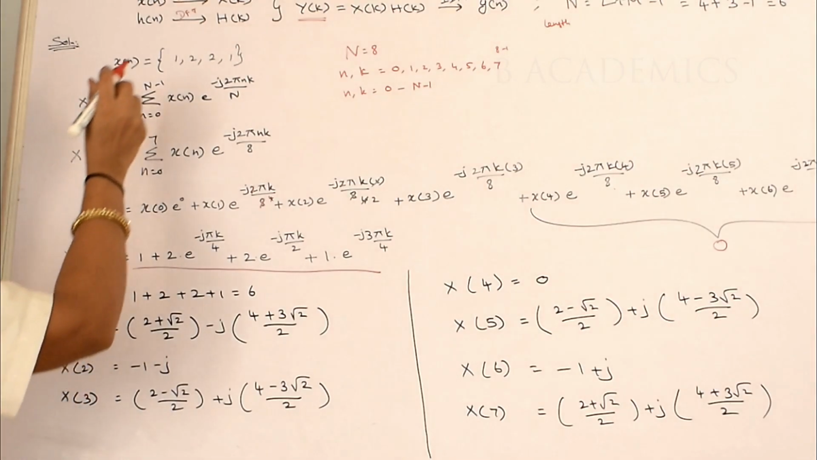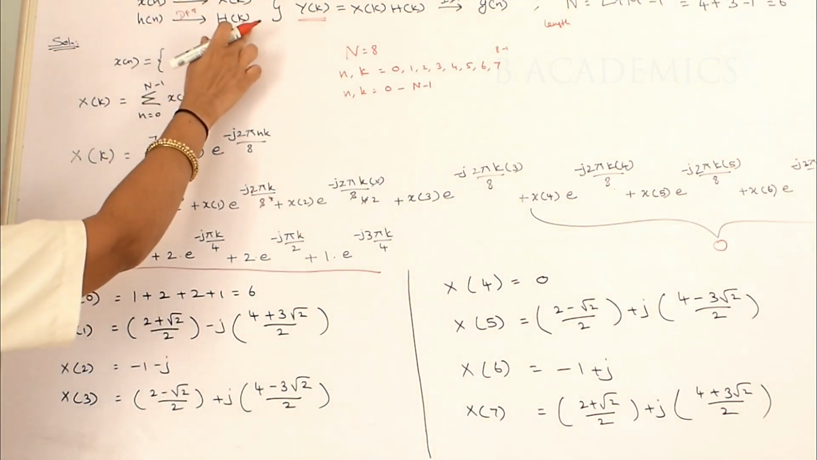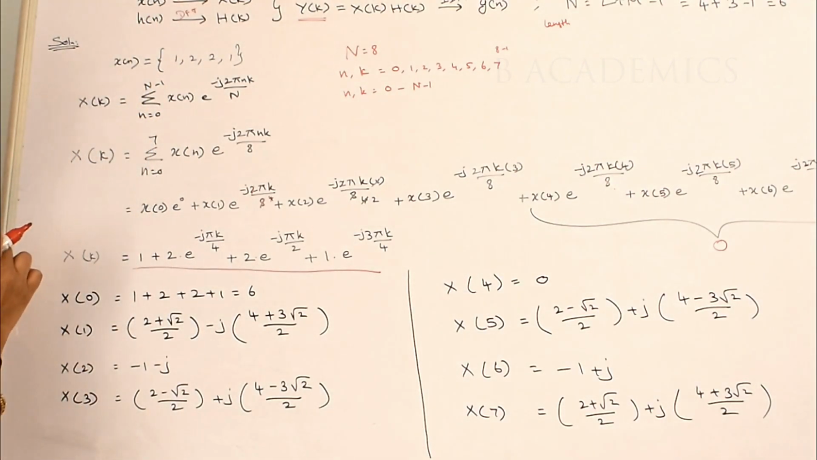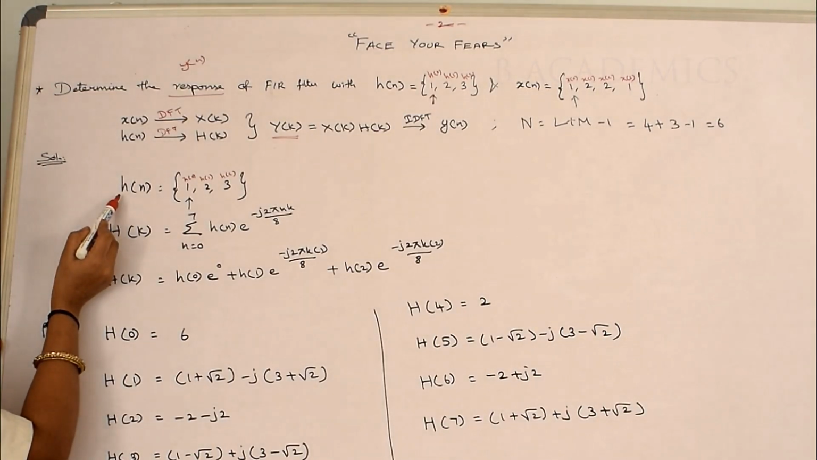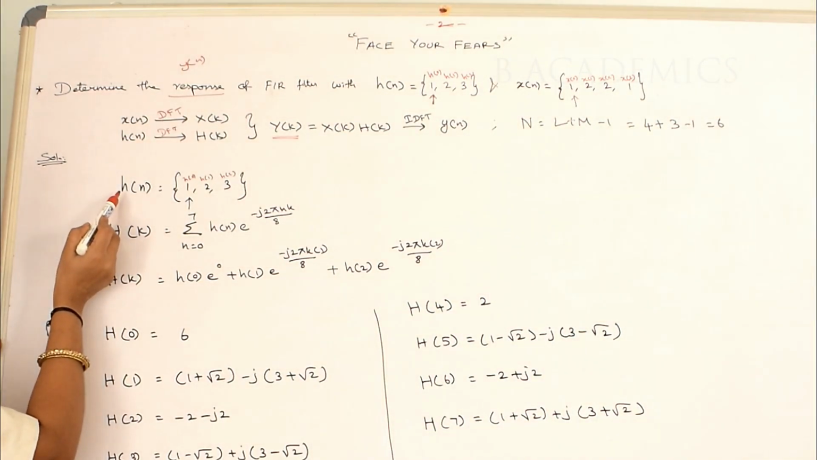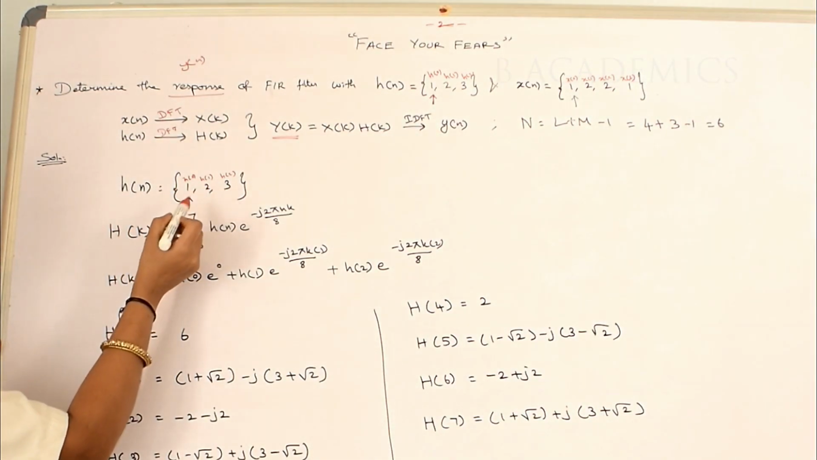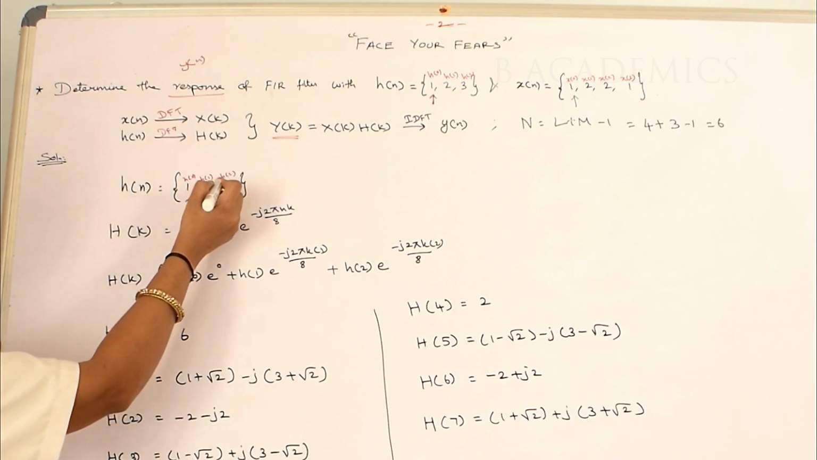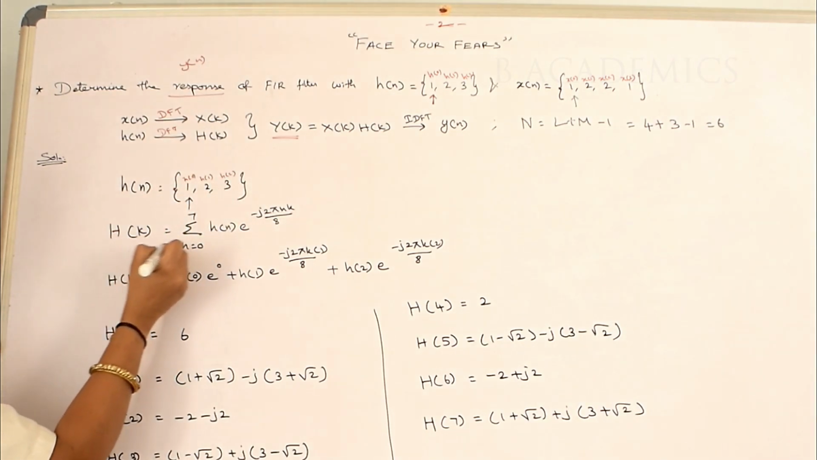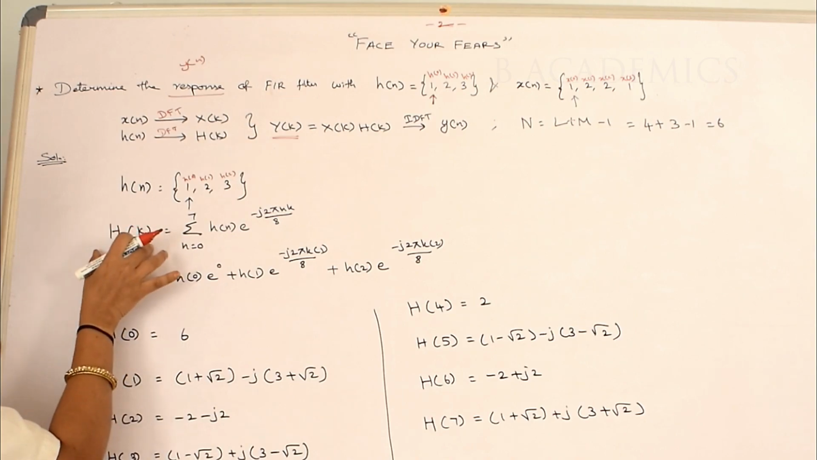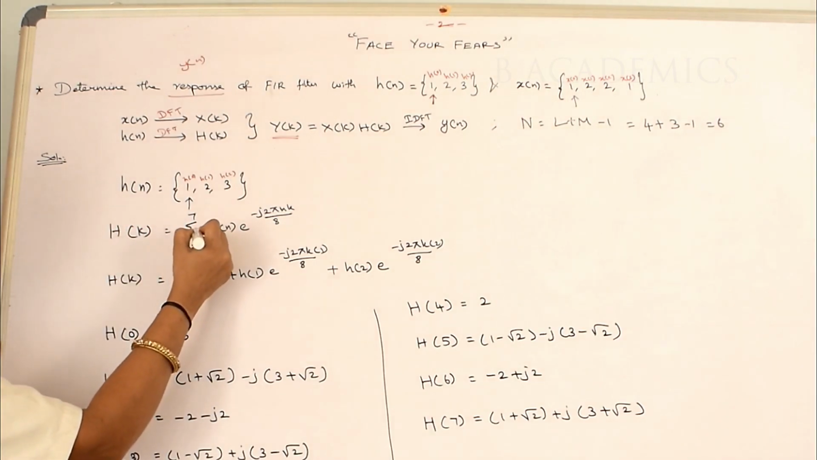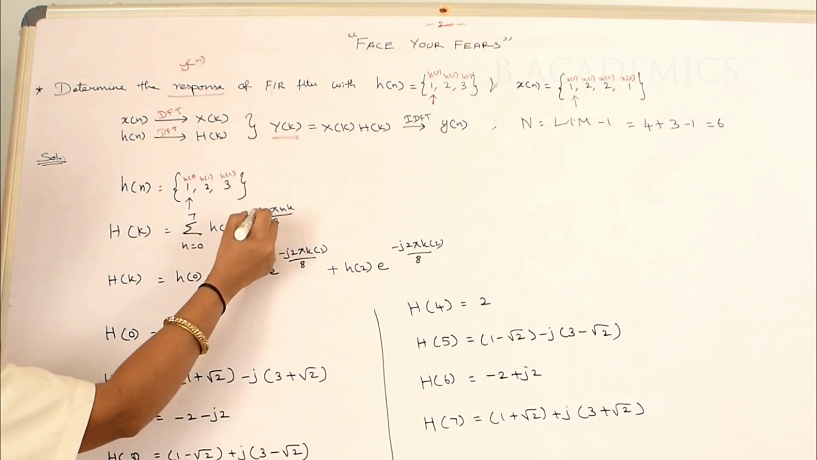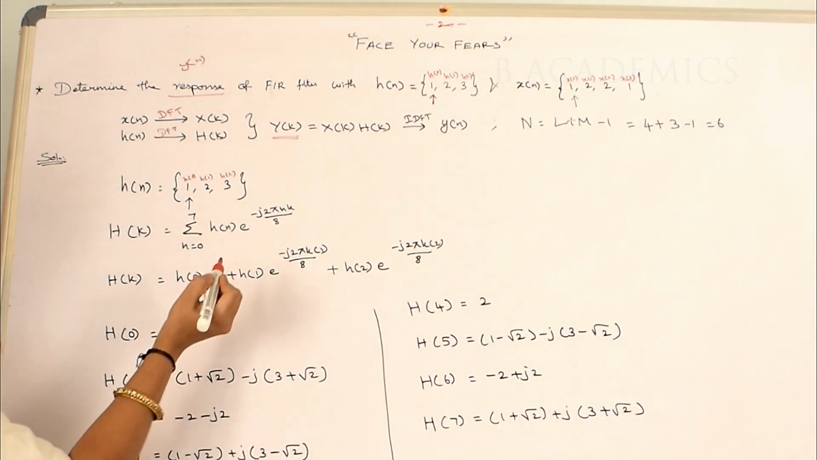Next you have to find out H of k by performing DFT for h of n, right? So the given impulse response is h of n equal to 1, 2, 3. The sequence starts from here: h of 0, h of 1, h of 2. So your DFT formula for finding the value of H of k is summation n equal to 0 to 7 h of n e power minus j 2 pi n k divided by 8.